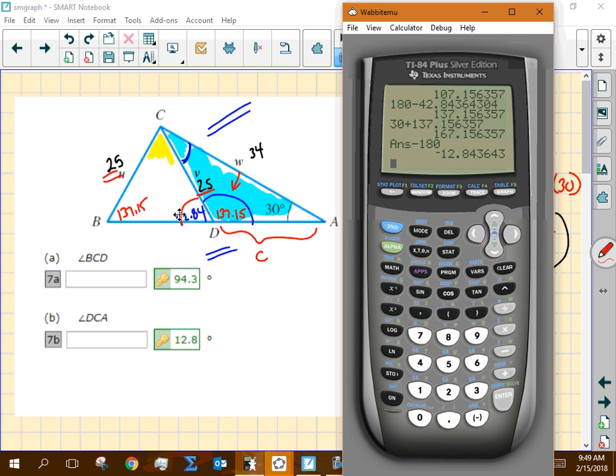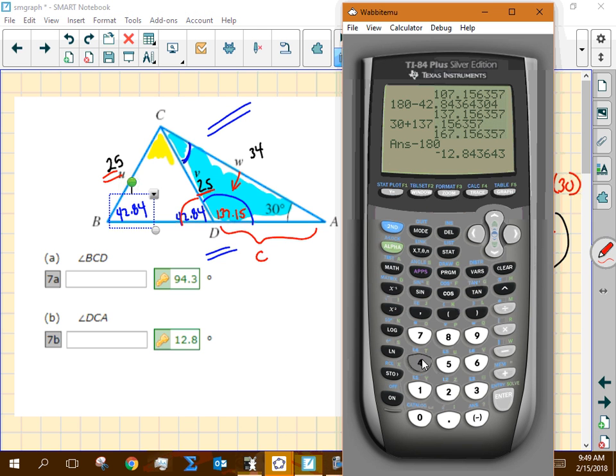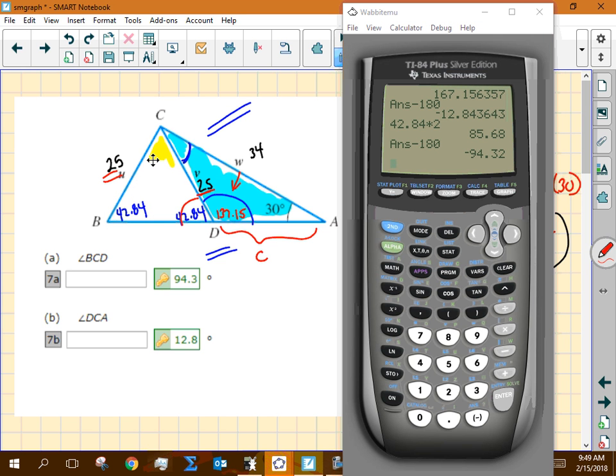And now if this is 42.84, what's this angle over here? Yeah, that's 42.84 as well. And now can I take that 42.84, multiply it by 2, and remove that from 180? And give this top angle here, this yellow angle, to be 94.3?